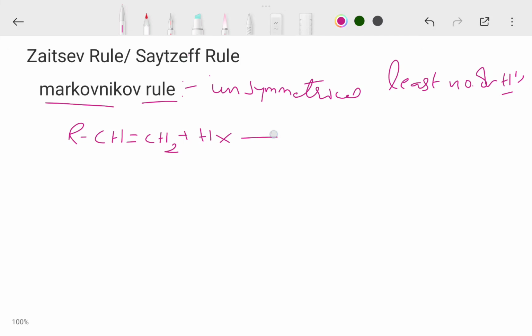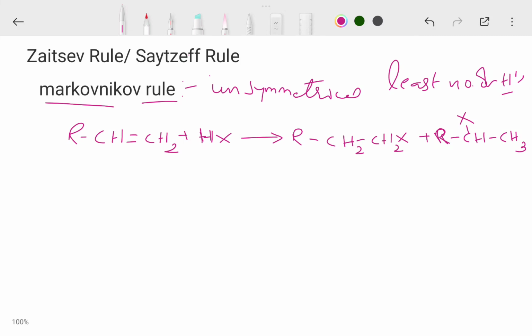Here also two types of products are possible. RCH2 CH2X, or RCHX CH3. These two products are possible if hydrogen halide is added to alkenes. Here two types of products are possible.